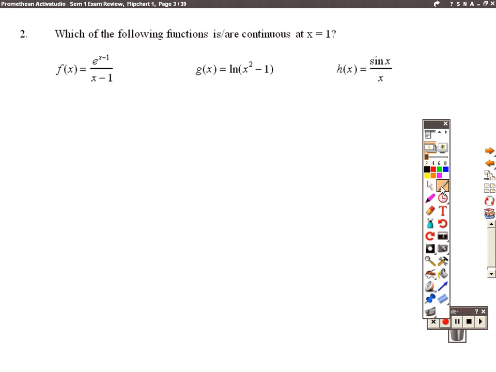Alright, this is exam review number 2, and I'm going to continue working the exam review problems so that you can work them at your own pace. I'm going to set the clock here so I don't go over time.